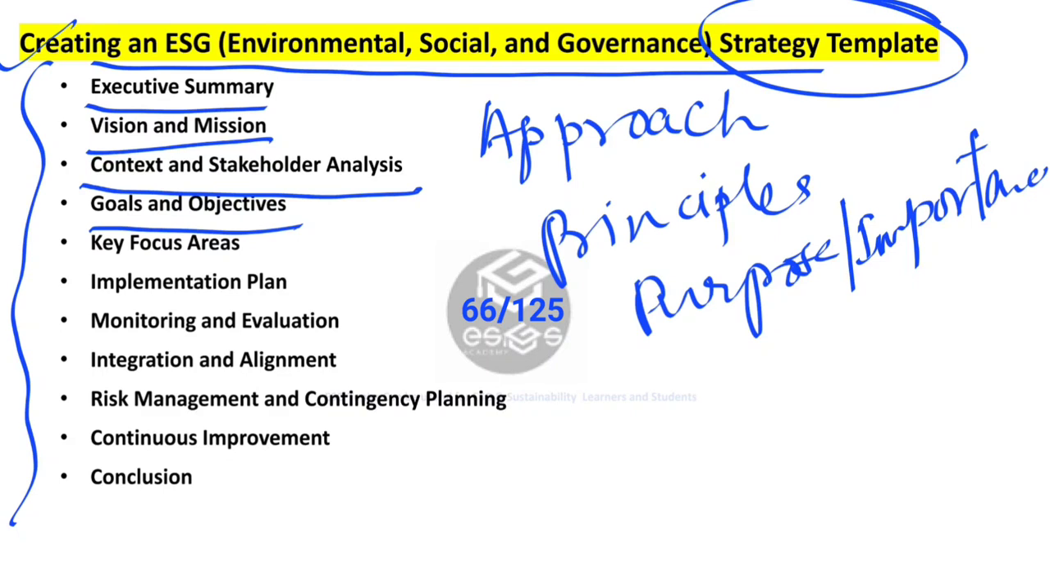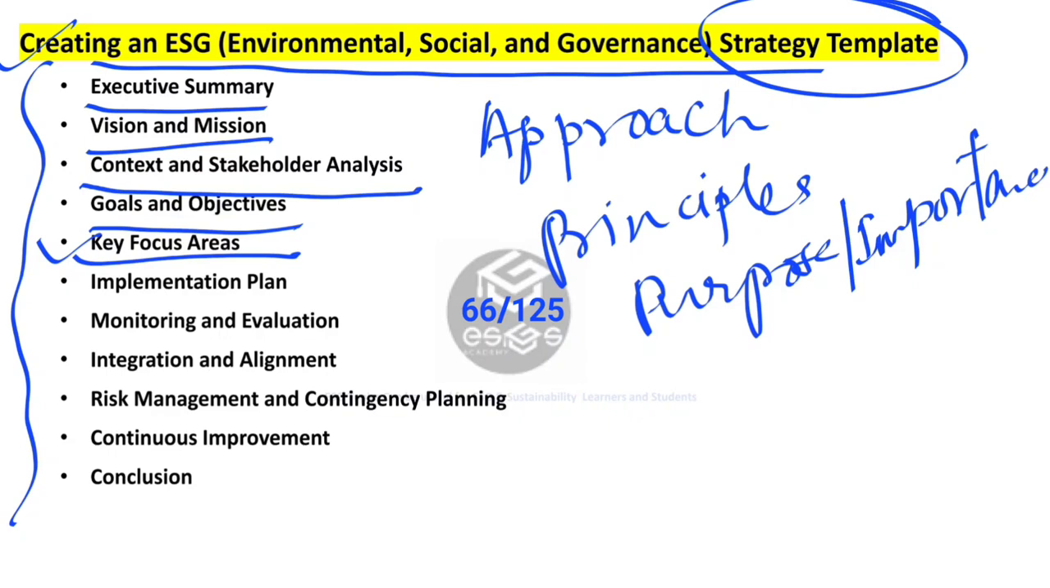Next comes the goals and objectives. In this section, we cover ESG goals, where we specify the measurable ESG goals aligned with materiality assessment findings. Also, we set certain strategic objectives that will support the achievement of ESG goals. For example, enhancing the governance practices, strengthening community relations.